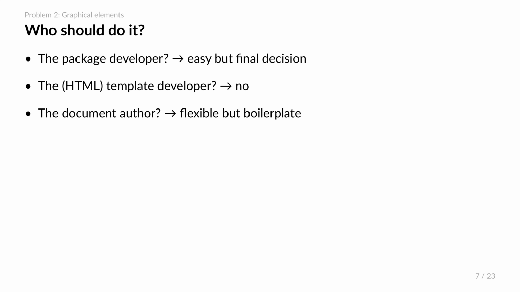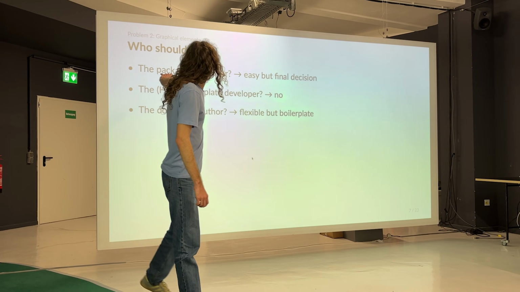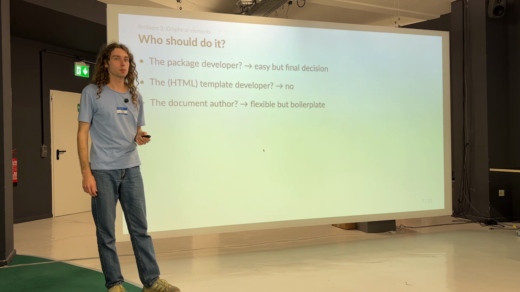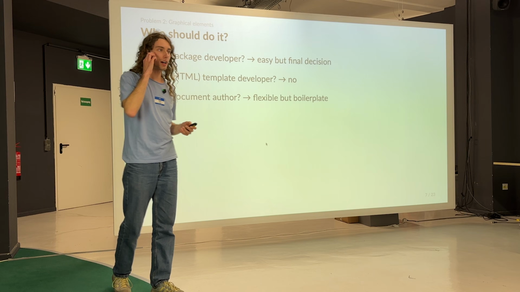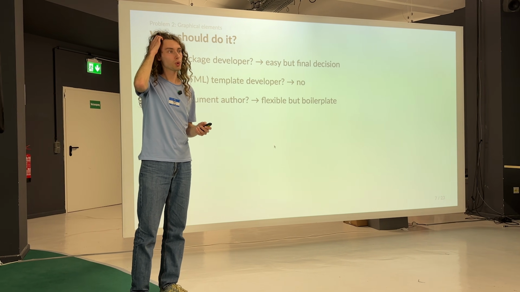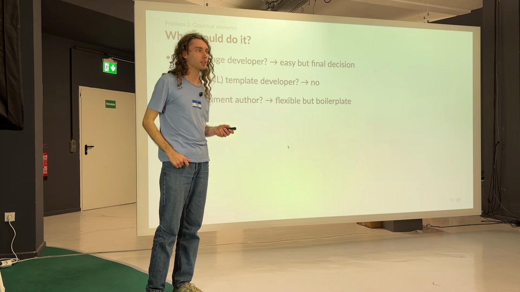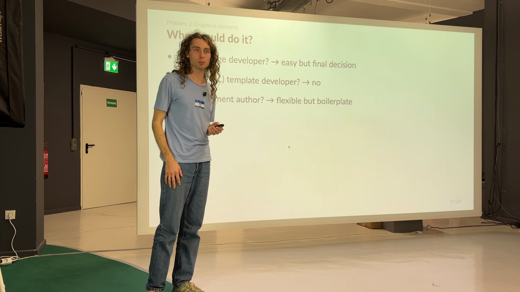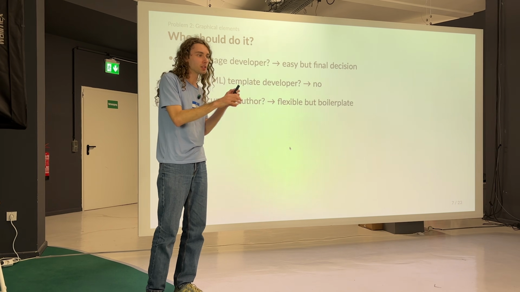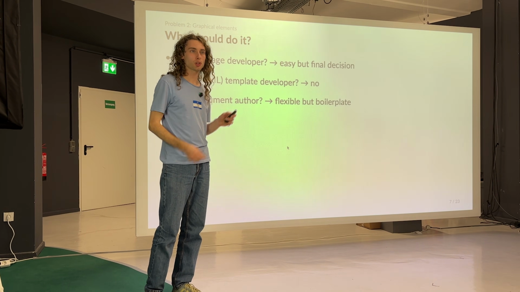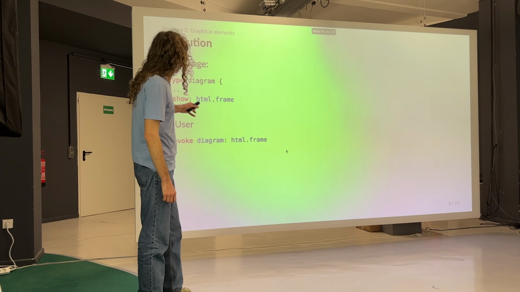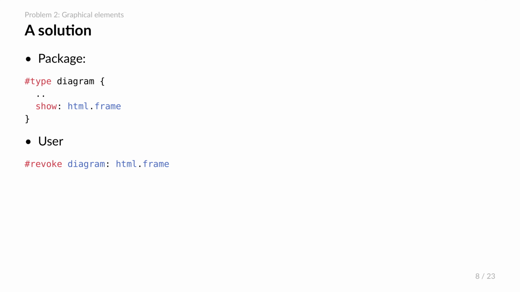So maybe we can go back to the first option: what can a package developer do about this? One idea that crossed my mind was that we are promised to have custom types available at some point, where you can create new elements you can write set and show rules for. What if the diagram was just a type like that, and we could write a show rule that puts an HTML frame around it?